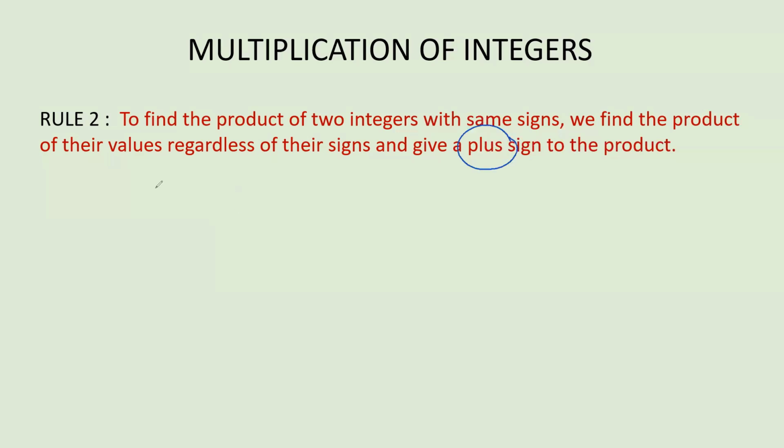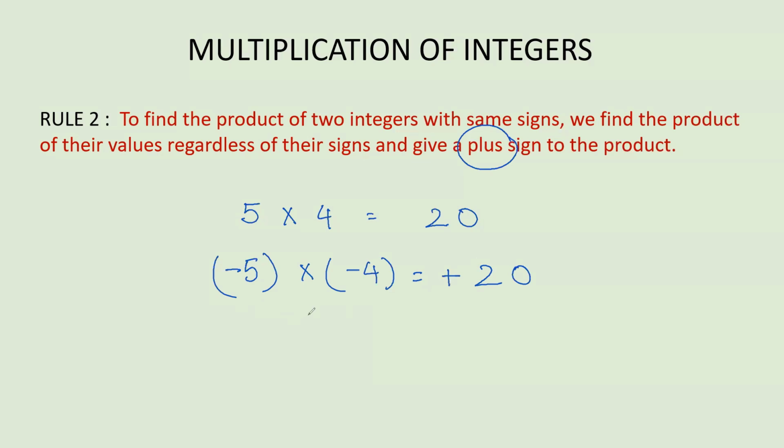For example, what do? We say 5 multiplied by 4. Over here, both of them are positive. Simply we multiply and we get answer as 20. Now, if I take -5 as one integer and the other integer as -4. Now, both of them have same sign, whether it is negative or positive. Over here, it's negative. Both of them have same sign. What do? We simply multiply them. 5 4s are 20 and the answer gets a positive sign.